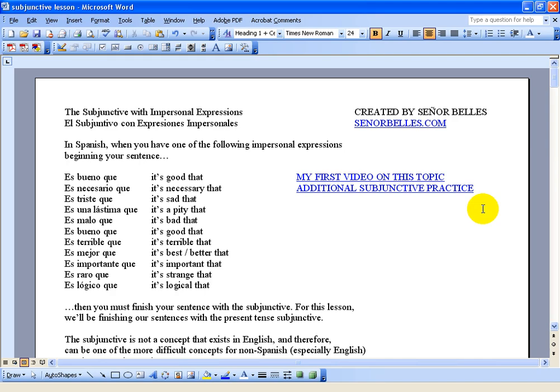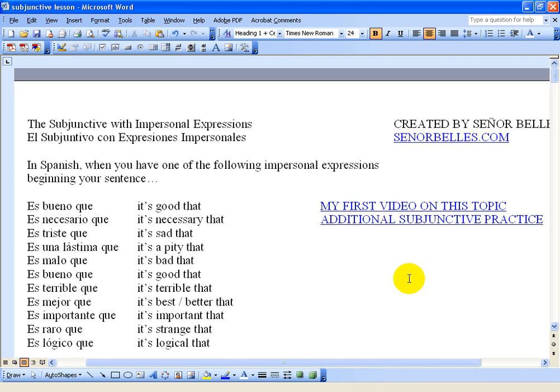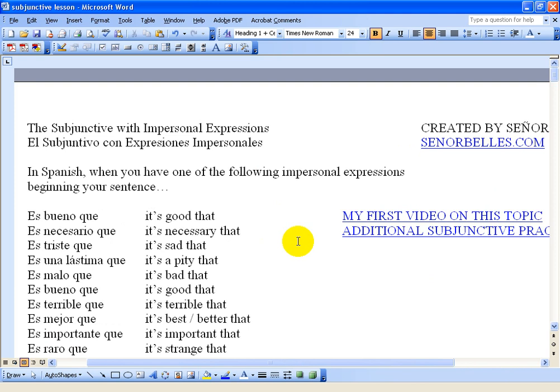Hola amigos, buenos días. En este video vamos a practicar o aprender el subjuntivo en el presente con expresiones impersonales. So we're going to look at the present tense subjunctive using impersonal expressions in Spanish.